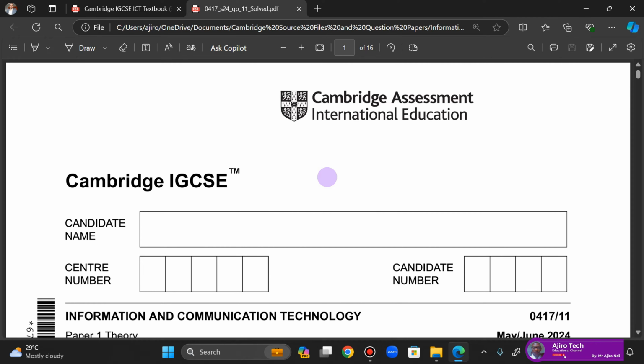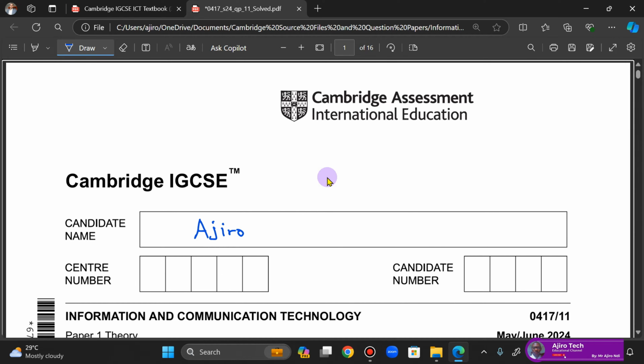So I'm going to begin by being a good student, and I'm going to write my name in the candidate name section. My center number is going to be AN, and this is a generic center number, and my candidate number is going to be 2024.